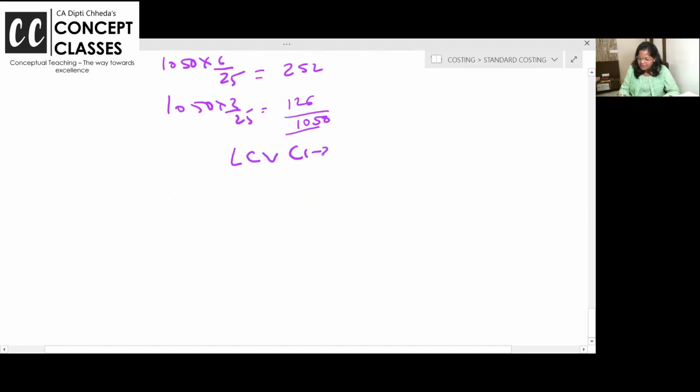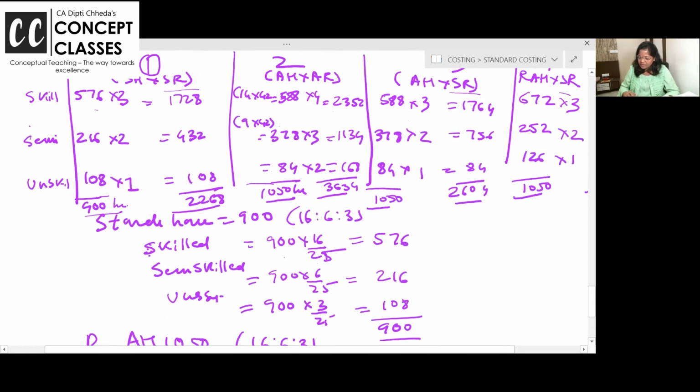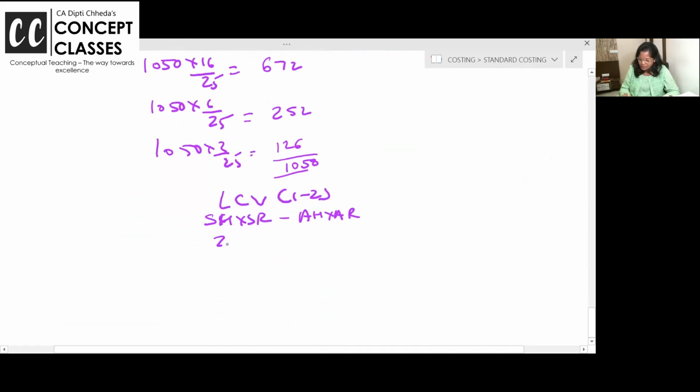Labor cost variance is 1 minus 2. Standard hours into standard rate minus actual hours into actual rate. And what is labor standard cost? 2268. Actual is 3654. 2268 minus 3654. I hope you are getting it. Standard cost is 2268. Actual is 3654.